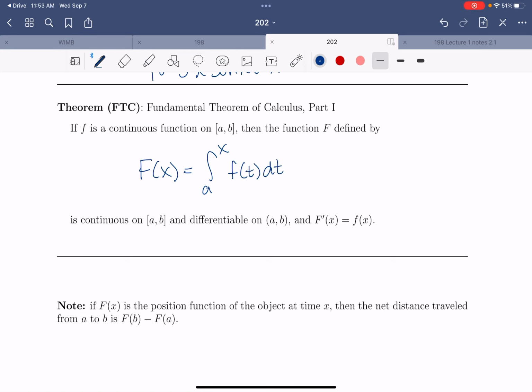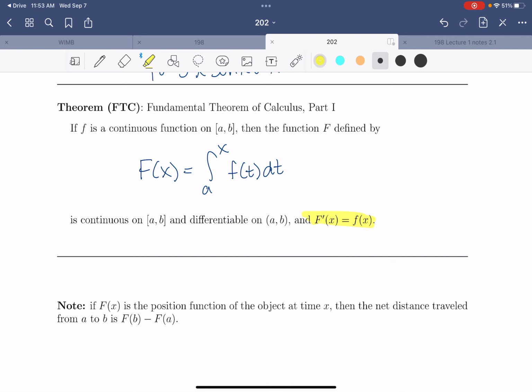Okay, so let's see. What do we know here? So first of all, you can see there's lots of different variables. So the t represents what we call a dummy variable because that variable goes away, all right? And that's because this becomes an x because your upper bound is an x, okay? So we have this statement. The other thing that's important here is that the derivative, F prime of x, is equal to little f of x, and that's what's most important from the first part.